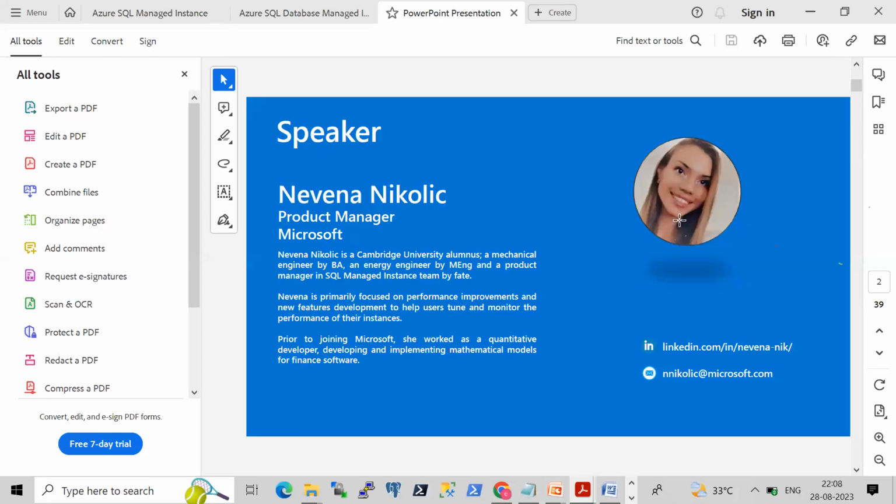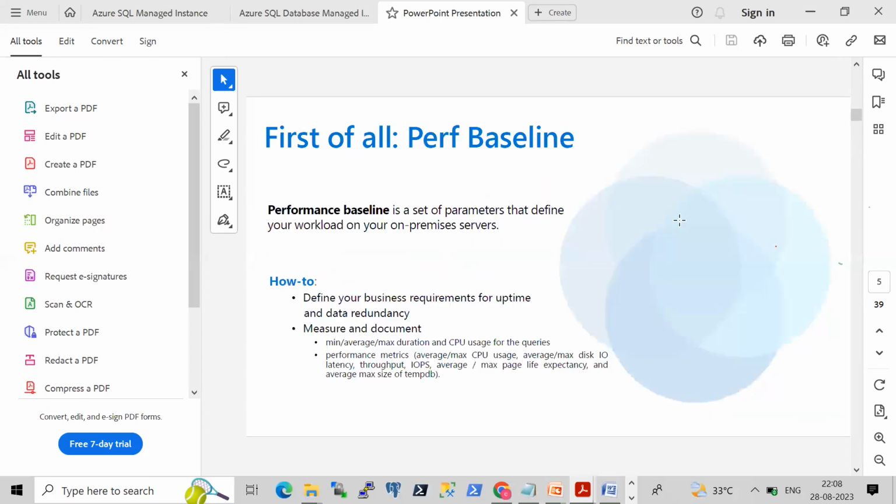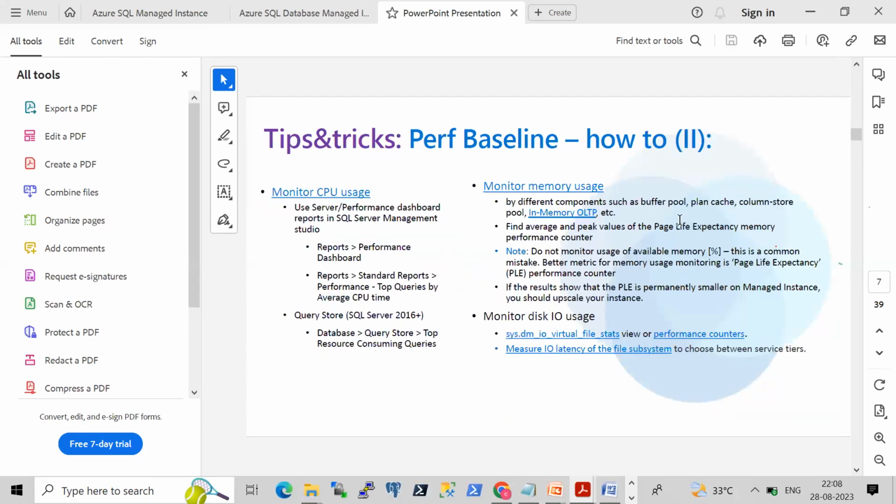Okay, so what is MI? So why do I need MI? That is the first question. Before going to that, what are the things I have with Azure? I'm talking about Azure. I'm not talking about AWS or Google Cloud here. It's all about Azure.